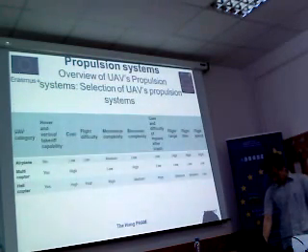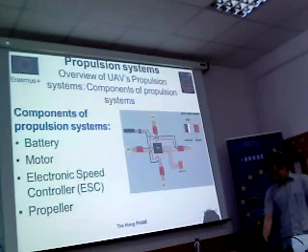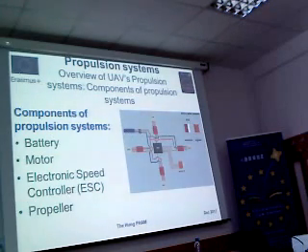So this one, okay, this one is the same. So now we are going to see the components of the propulsion system. These are the components of the electrical propulsion system. You can see here we have the battery. We have 4 motors, 1, 2, 3, 4, and we have the ESC in order to control the speed of the motors, and we have propellers.